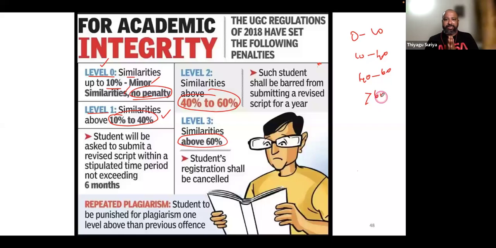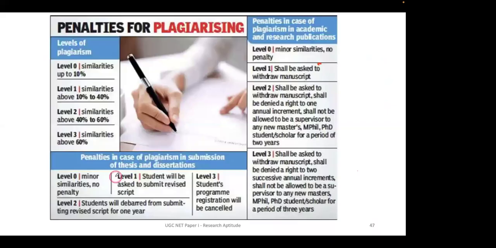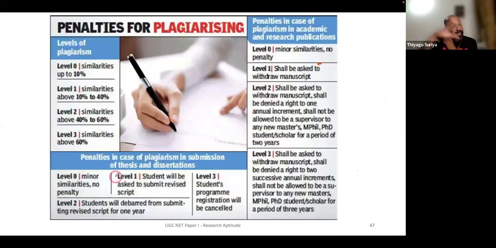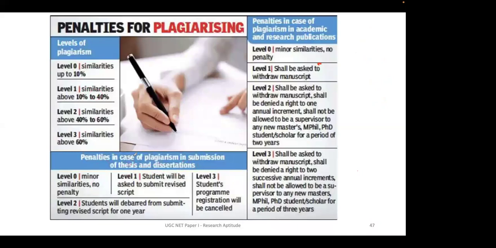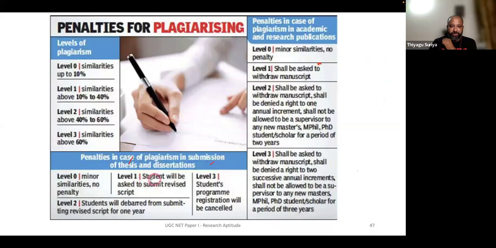In the UGC guidelines, they have given some kind of punishment, and questions on that also come regularly. If it is level 0, there is no penalty, no punishment. This is for research, sorry, I'm talking about thesis now; after that I'll come to the research article. For submission of a thesis, if it is level 1, the student will be asked to submit a revised script within a time period, within 6 months, they have to resubmit the thesis.